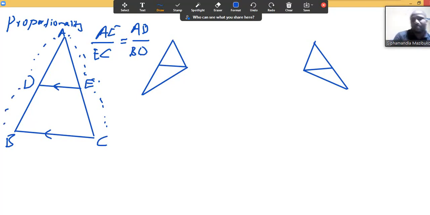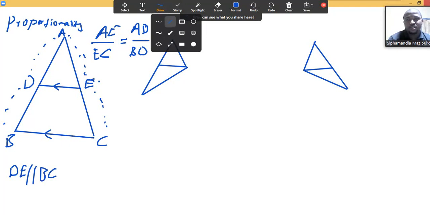It's the same thing. Okay, so let's say we're trying to prove if this theorem is true. We need to do some construction here as well, because you see it's given that DE is parallel to BC. That is given. So let's try to do some construction here.